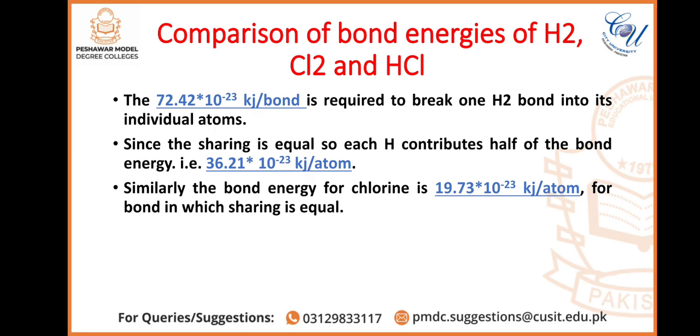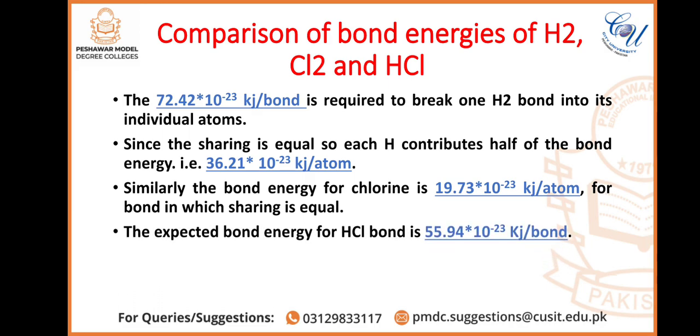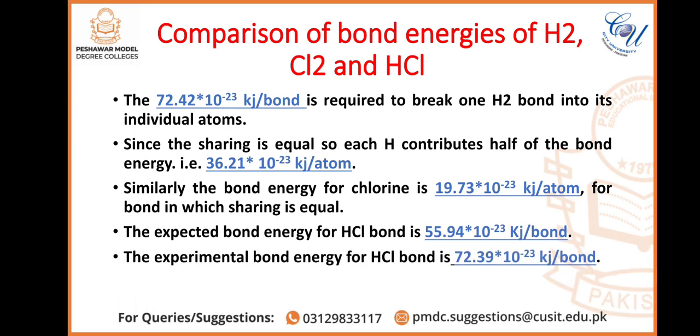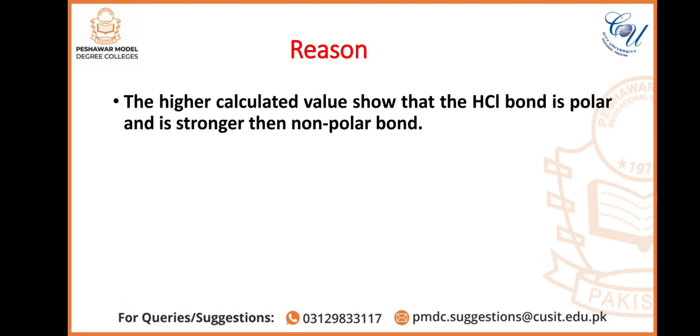So from these bond energies, we can expect or calculate the bond energy of HCl molecule, which is 55.94 into 10 power minus 23 kilojoule. But the experimental or real value for HCl is 72.39 into 10 power minus 23. So why does the experimental value vary from the expected or calculated one? Here is the reason: because of electronegativity difference.